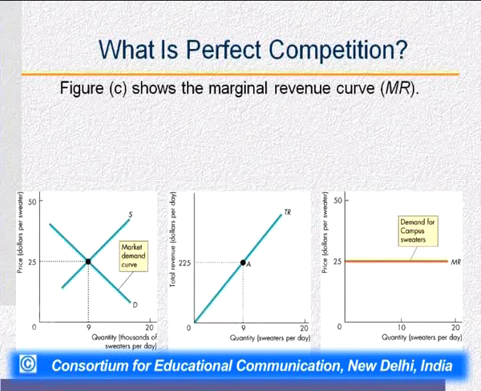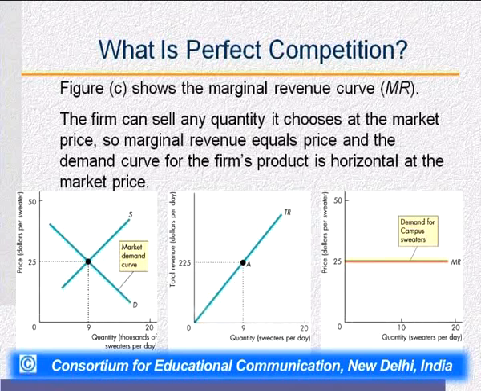Now if you can see the third figure, which is quantity of sweaters per day, it is the marginal revenue curve, which is a horizontal MR, demand for campus sweaters. The firm can sell any quantity it chooses at the market. So marginal revenue equals price, and the demand curve for the firm's product is horizontal at the market price.